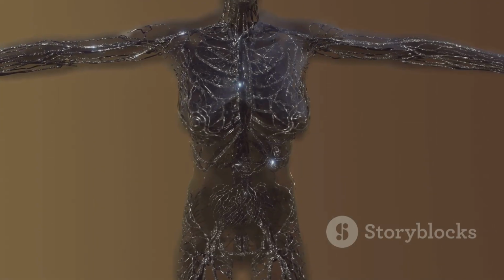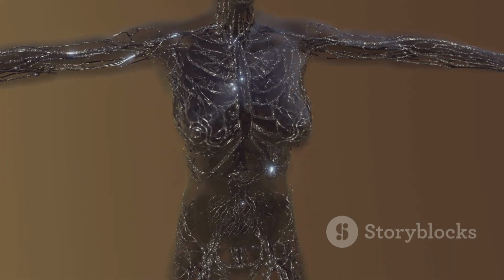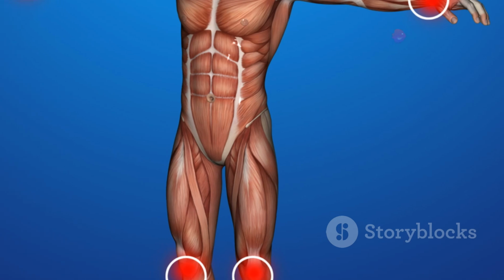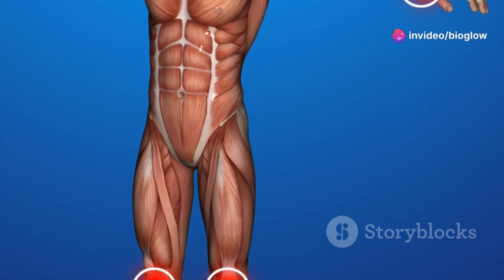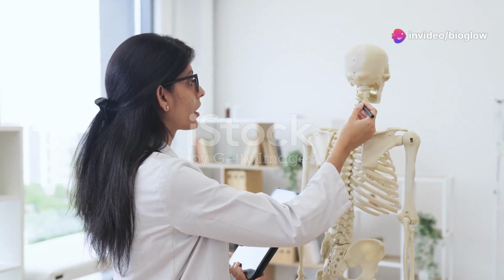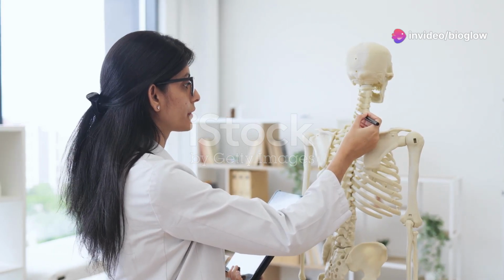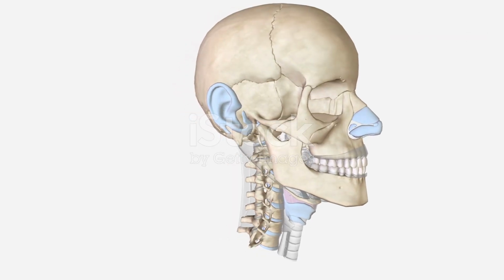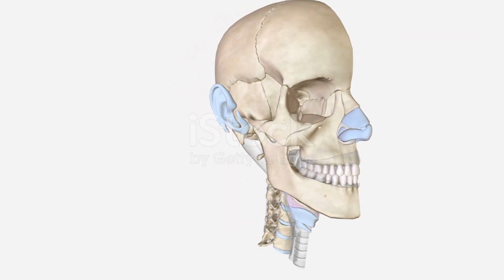Section 5. The significance of body planes. Body planes are imaginary lines that divide the body into sections. These planes are used to describe locations and movements of body parts. There are three main body planes: the sagittal plane, the frontal plane, and the transverse plane.